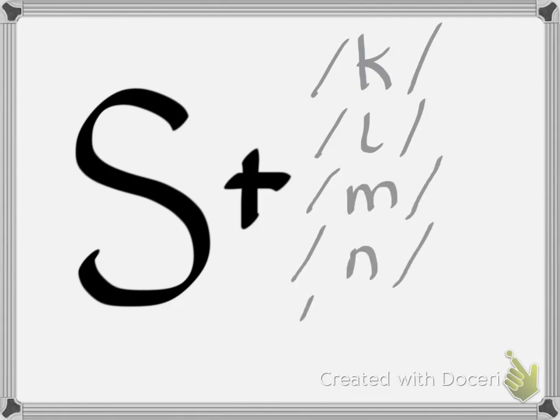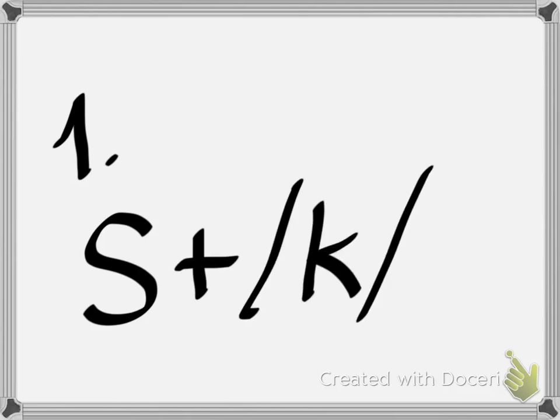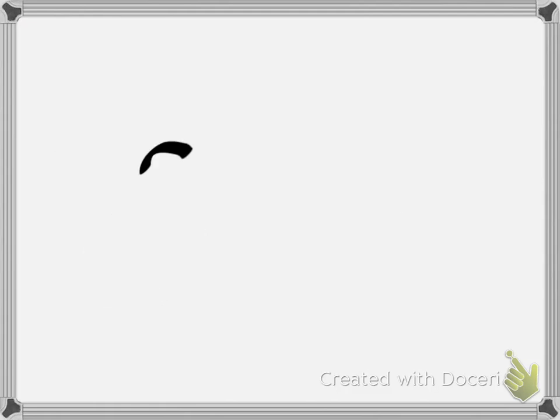And this is true with S and the combination of the sounds K, L, M, N, P, T, and W. Again, not necessarily the letters, but definitely the sounds. So we're going to review these sounds individually and look at 5 examples with every possible combination. The first one is S plus K.